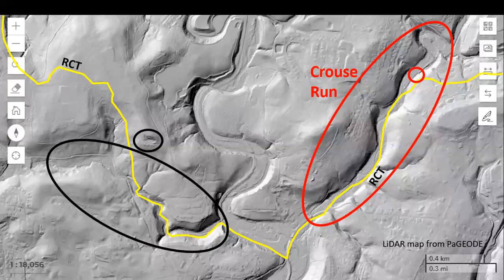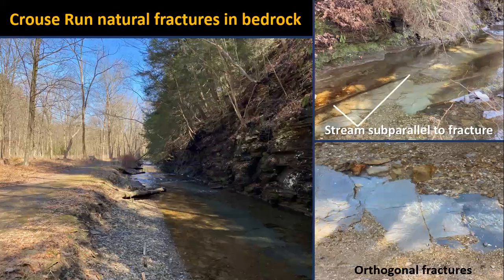Now we're going to move to Crouse Run. We'll look at some outcrops along the trail and also one that's near a memorial bench just upstream of the trail. That's the first place we'll start. You can see bedrock right next to the stream and also in the stream bed. I hope you can see the long natural fracture here.